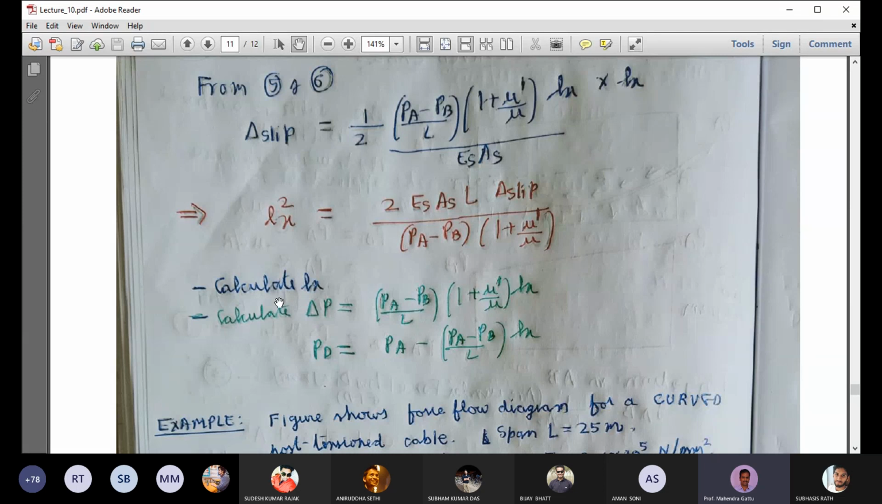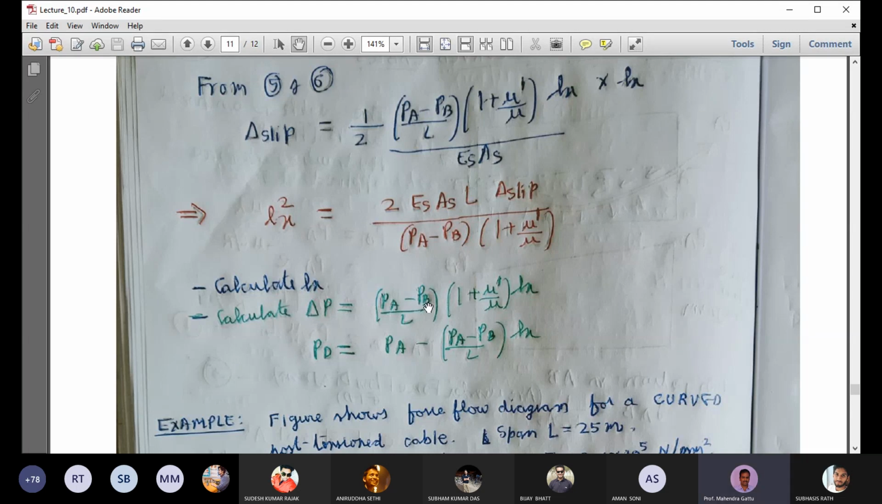From this we take the square root, we get Lx. So Lx will represent the point up to which the cable will shrink. After that, the anchor slip will not have any effect on that part of the cable, the remaining portion. Up to only Lx, there will be slipping taking place, and beyond that portion there is no slipping. Okay, and we can find out what is delta P.